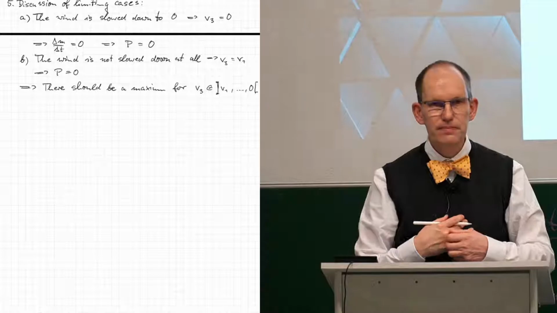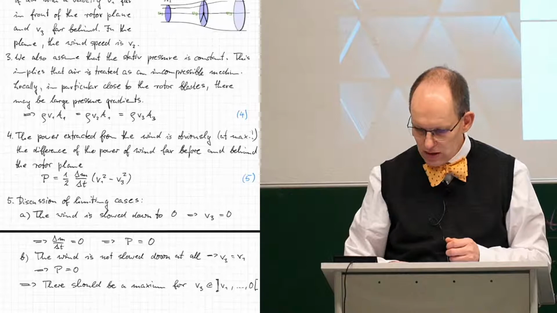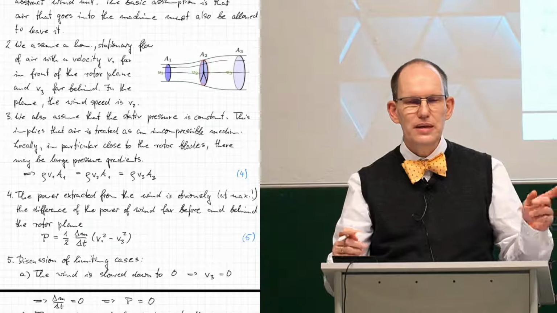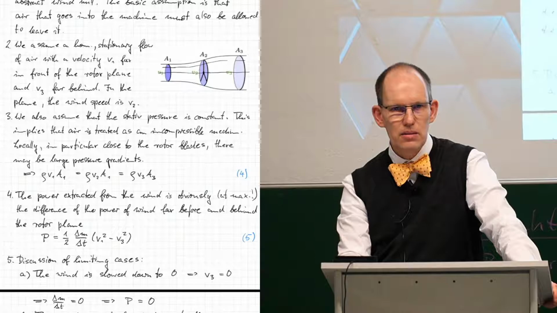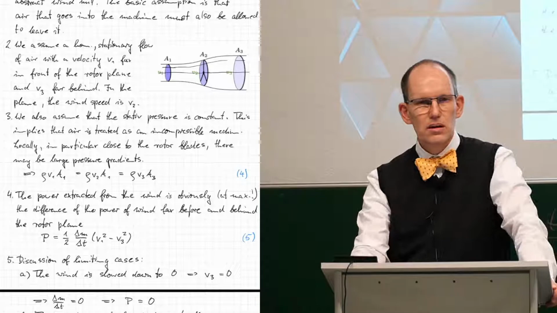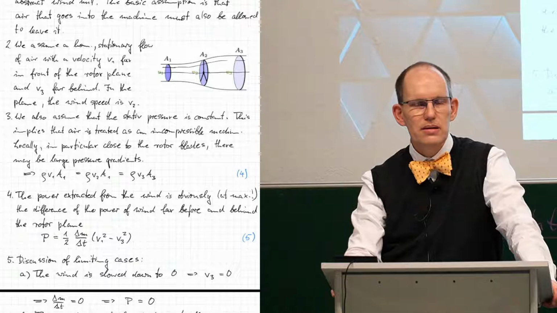Okay, well, now it would be very nice if we would know this velocity V2, so the velocity in the plane of the windmill. Because if we know this velocity, then we can immediately say how much mass per time goes through the windmill. Yeah? And, well, what we'll do is that we just assume that we know this velocity, and then we actually just make a guess of this velocity, and only in a later subchapter it will turn out that this guess is actually right.